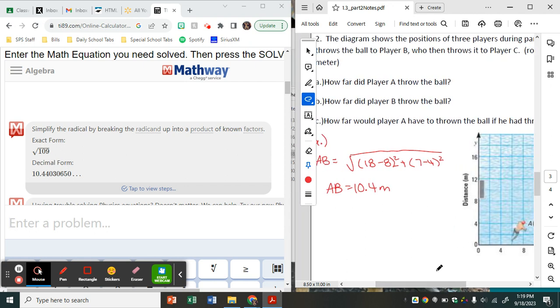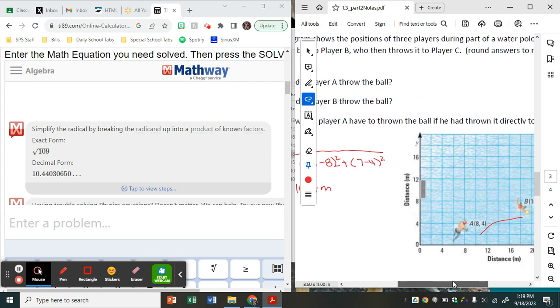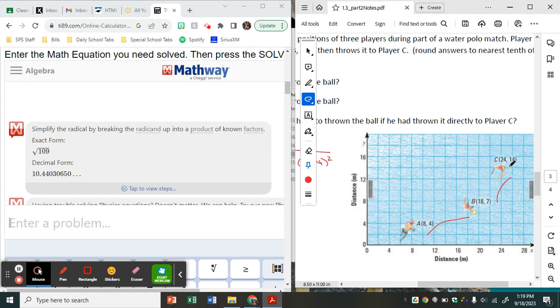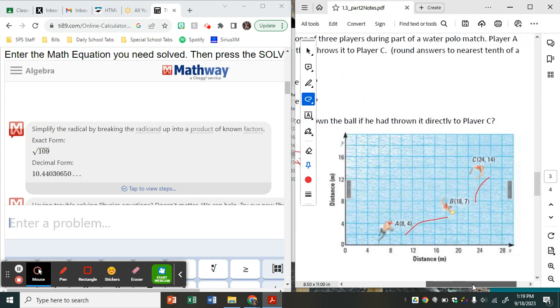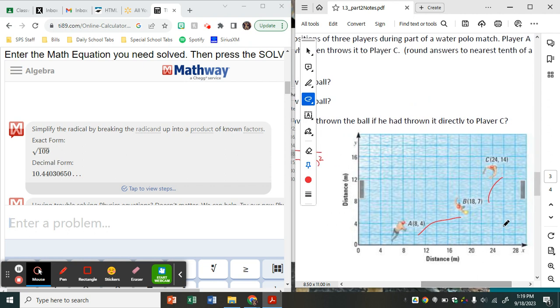So you guys can pause this. You guys can try figuring out how far B through to C, and if A through to C, how far that would be as well. So go ahead, pause it, and try letters B and C here.